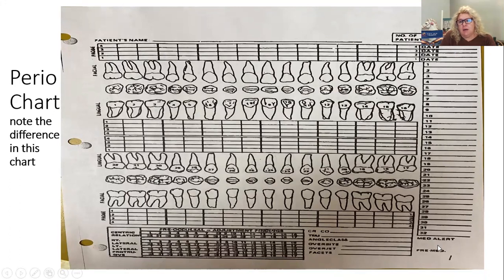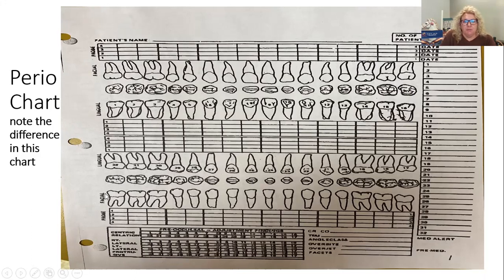It gives me a page for any alerts that I might need to do. Does the patient need to pre-medicate? And then also some different findings here as well. But most of the charts are all the same, 1 through 16, 17 through 32. I'm going to do the buccal readings and go all the way across the buccal arch. I'm going to drop down and come back across the lingual. So I'm writing backwards here. And then they're going to drop down to the mandibular arch.